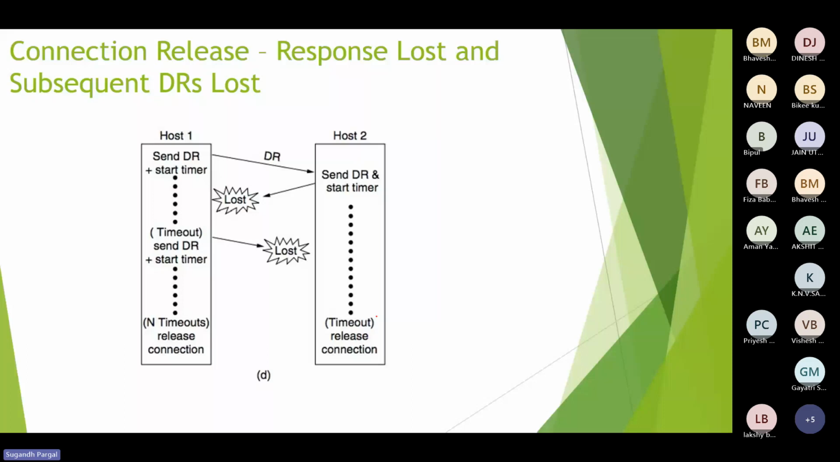There might be a case when the response is lost from host 2 to host 1, and then it retransmits from host 1 to host 2, and again it gets lost. So all the requests are getting lost, and host 2 waits for a certain time and after the timeout it releases the connection, and host 1 also after n timeouts releases the connection. So connection release is a fairly simple process. It just waits for the timeout and then releases the connection.